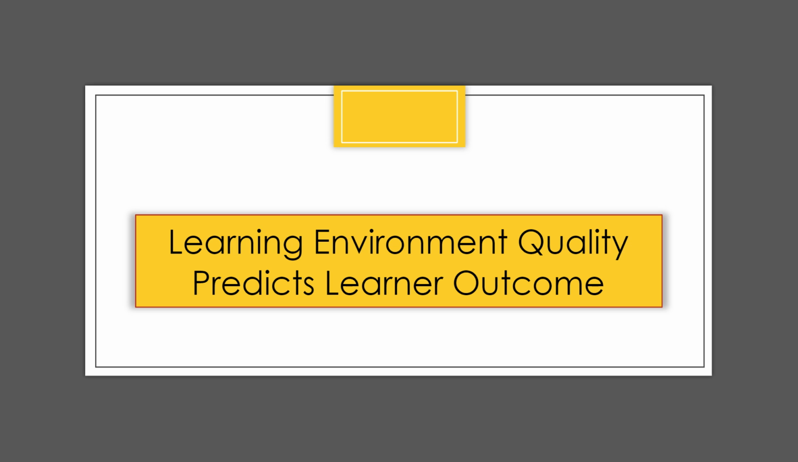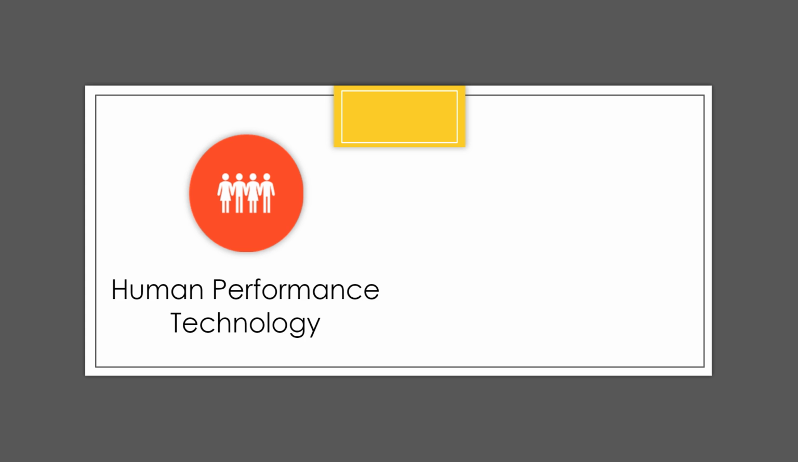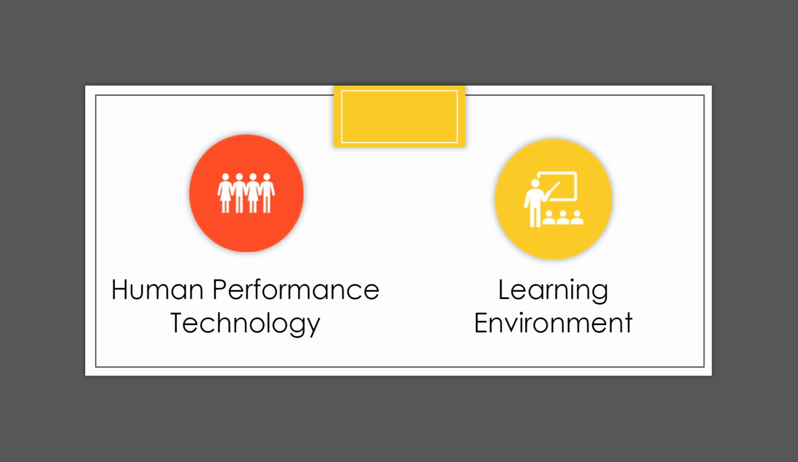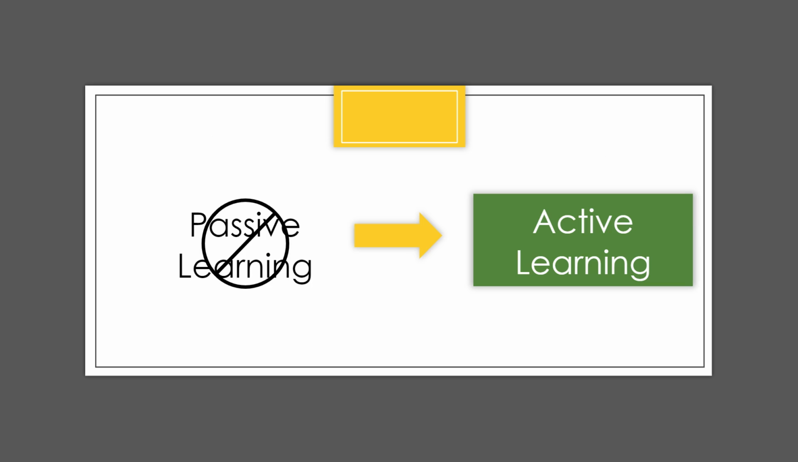With current research revealing that the learning environment's quality predicts learner outcomes, it is essential to design learning environments that promote student well-being and a sense of community. Applying human performance technology methodologies to the traditional learning environment will help transition the learning environment from passive to active learning and improve the quality of the learning environment and the learner outcomes.